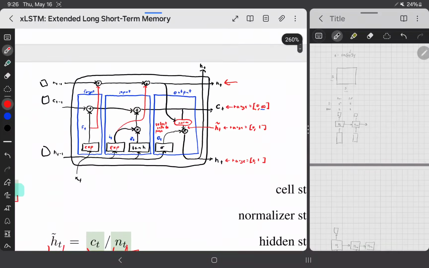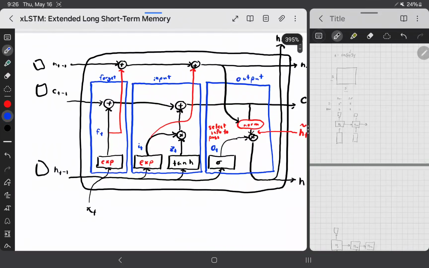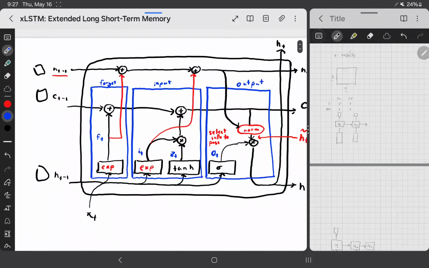If we look at this, I drew out the additions in red. This forget gate, this is n_t right here. The forget gate also adds to the n_t, because you want this value for normalization. So it's a multiplication of n_t and f_t. I wrote it as an addition, but it's actually a multiplication.